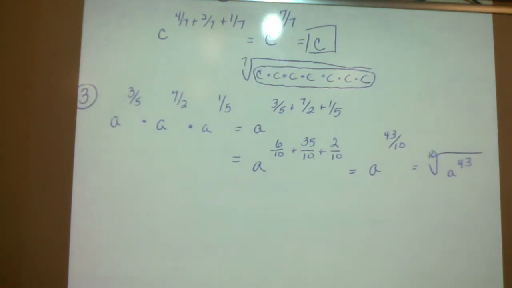Think of how many times does 10 go into 43? Well, 10 goes into 43 4 times. So I know I'm going to be taking out 4 a's. So that's going to be a to the 4th.